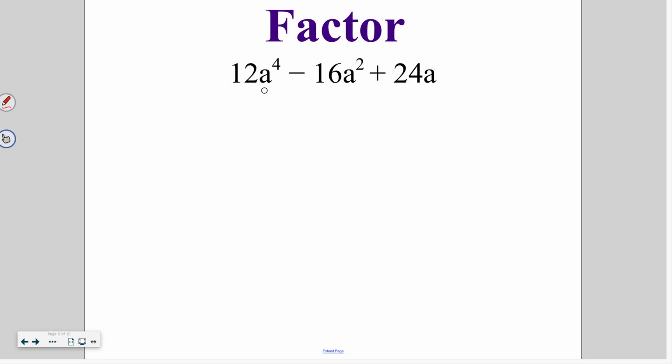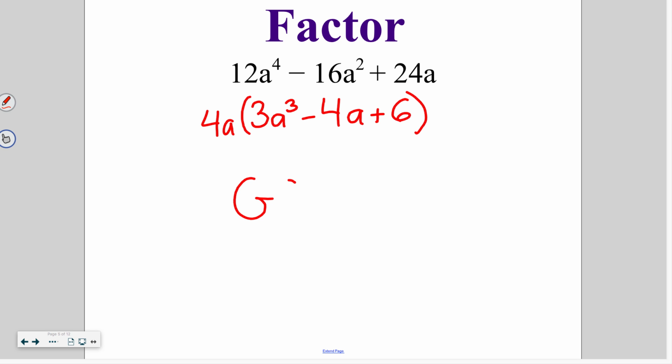We're going to go ahead and say 12a to the fourth minus 16a squared plus 24a. All of those terms can be divided by 4. They also can have an a pulled to the outside. So we are left over with 3a to the third minus 4a plus 6. And then we're going to go ahead and check to make sure it's not a multiple technique. We have an exponent of 3 here. We haven't learned how to factor polynomials with an exponent of 3, so we're going to go ahead and be done. All we used here was the GCF factor method.